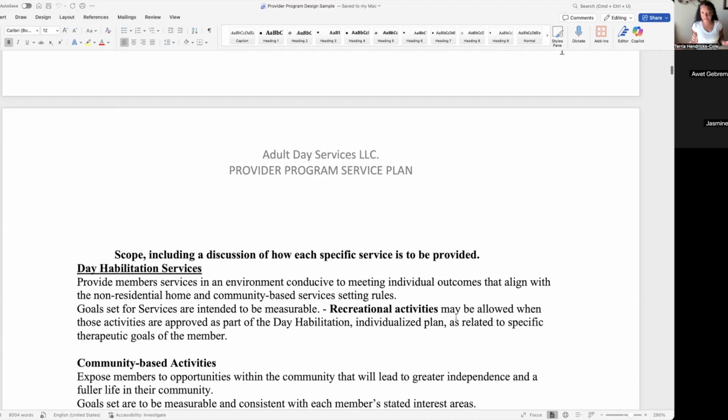Okay, so now we're going to get into all of the services that you could possibly provide. And when we're looking at this list, make sure you're identifying what services you as an agency are planning on providing, because we'll need to know sooner than later what services you are going to be providing.